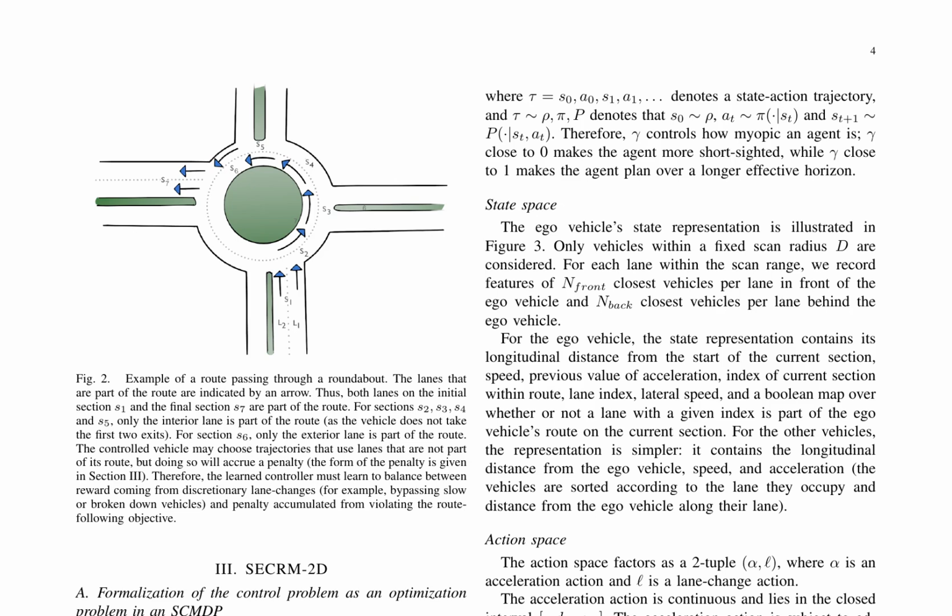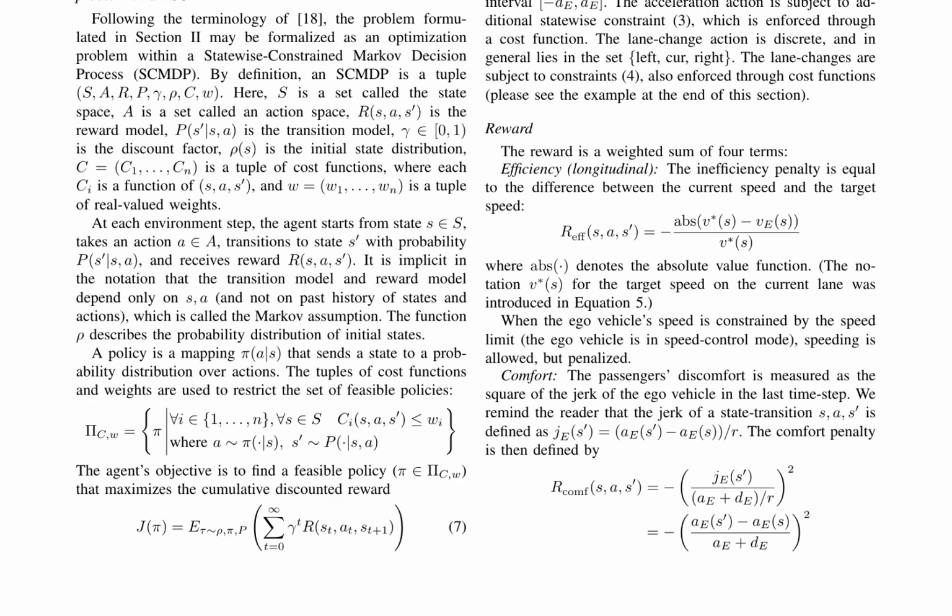The efficiency term penalizes the difference between the current speed and the target speed, which is determined by the safety constraints and the speed limit. Comfort is measured as the square of the jerk of the ego vehicle, with a penalty applied for higher jerk values. Route following is enforced through a cost function that discourages the use of lanes not part of the route. Safety constraints are also enforced through cost functions, ensuring that the vehicle maintains a safe gap and adheres to the speed limit.